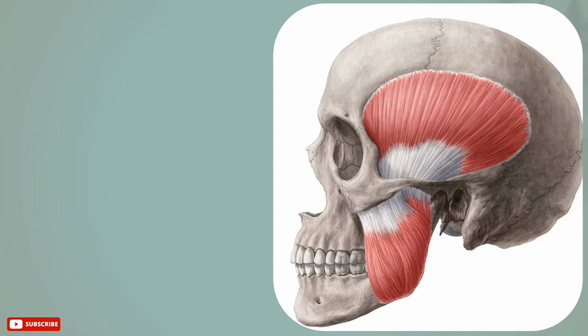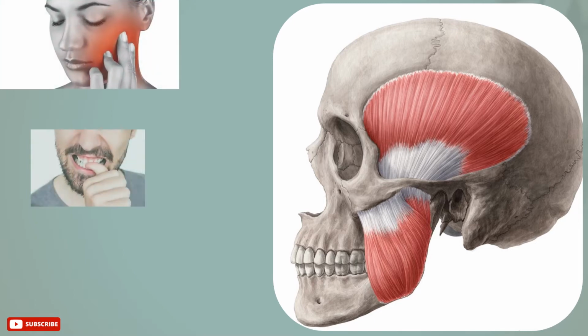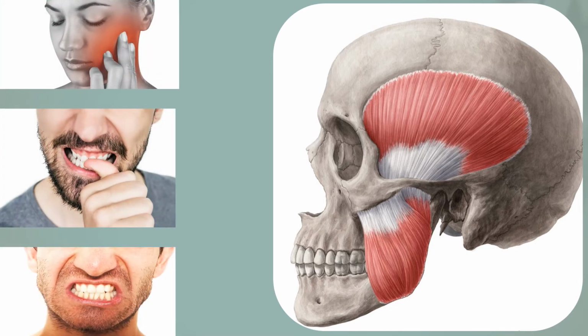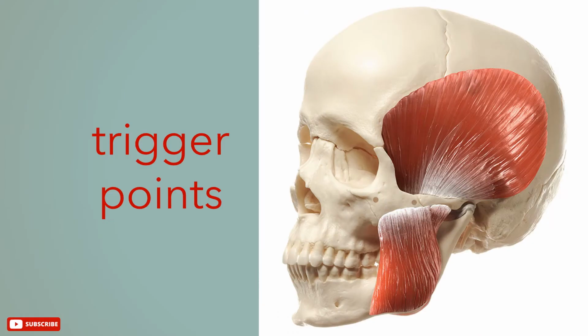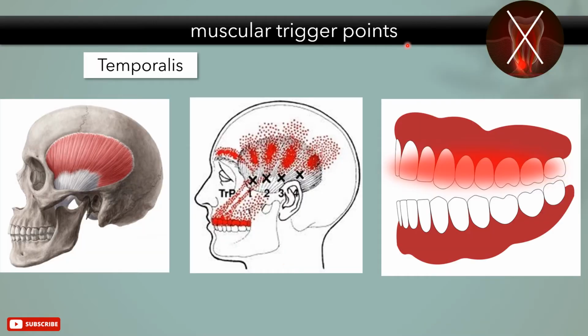Trigger points are common in all parts of the body, but the muscles of mastication are prime targets for myofascial pain syndrome, particularly in patients with parafunctional habits, and it is the most prevalent cause for temporomandibular joint disorders. When the muscular trigger points are stimulated, pain can be referred to the teeth as follows.